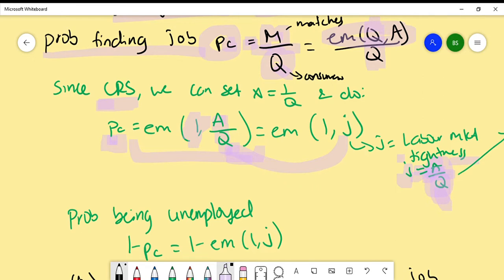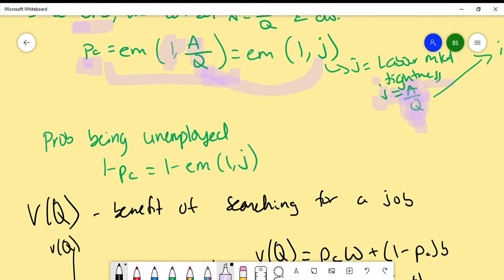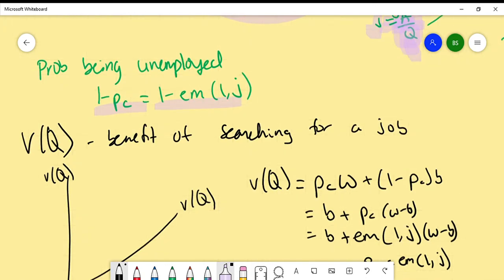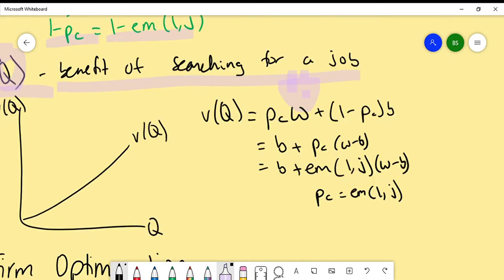So this is our new function for the probability of consumers finding a job. It's EM(1, J). Now the probability of being unemployed is just 1 minus the probability of getting a job, which is 1 minus EM(1, J). So the value of being part of the labor force, of being part of Q, is the benefit of searching for a job. This includes both what you get once you get the job, plus any EI benefits you get while looking for the job. So VQ is the probability of finding the job times the wage, plus 1 minus the probability that you get the job, the probability that you don't, times the EI benefit.